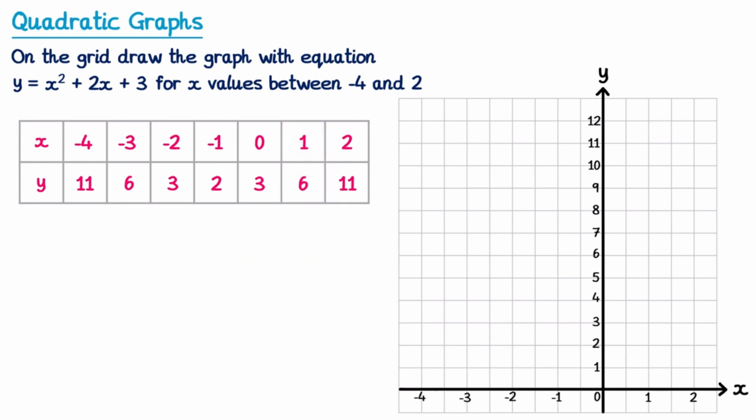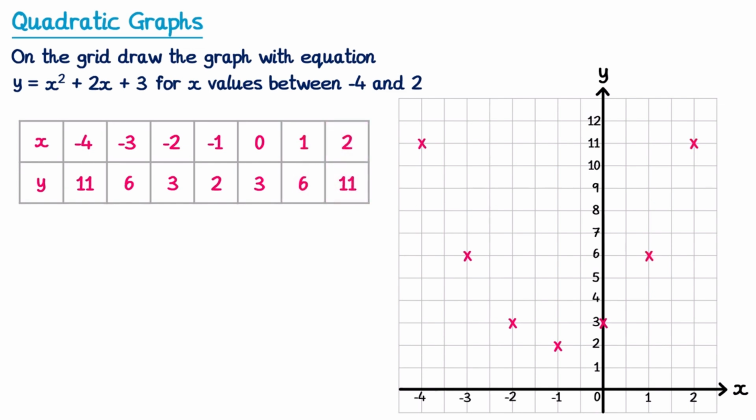Now we're ready to turn this into a graph. To do this, we're going to plot each pair of x and y values as a coordinate. So the first pair is when x is -4 and y is 11. That's the coordinate -4, 11. If we plotted that, it would go here. Then we do -3, 6, which goes here, -2, 3, which is here, -1, 2, which is here, 0, 3, which is here, 1, 6, which goes here, and 2, 11, which goes here.